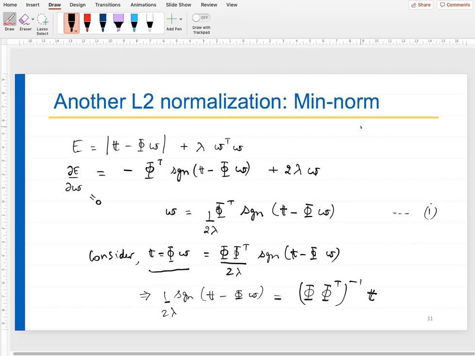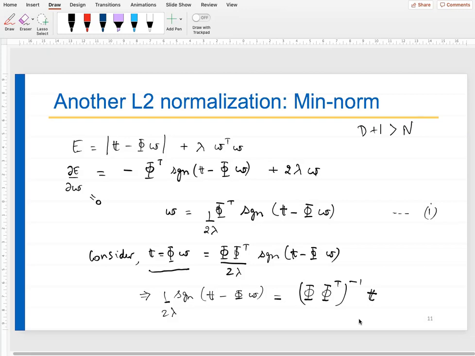So in this case, my d plus 1 is greater than capital M. So I can always find t is equal to phi w. And if I substitute in this equation, I get t is equal to phi w, where w is this thing. So I get t is equal to this thing. Now I want to find the value of lambda. So 1 upon 2 lambda signum of this whole thing becomes just, the phi transpose inverse can go to that side, because phi transpose is a square matrix.